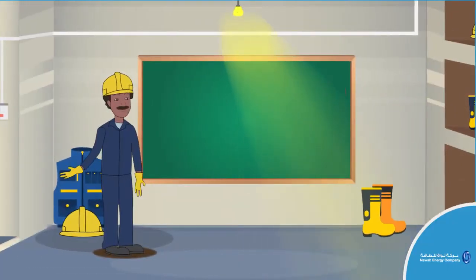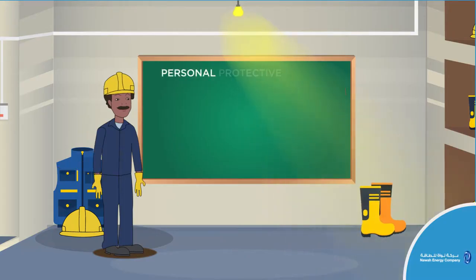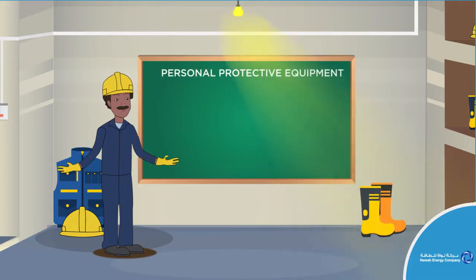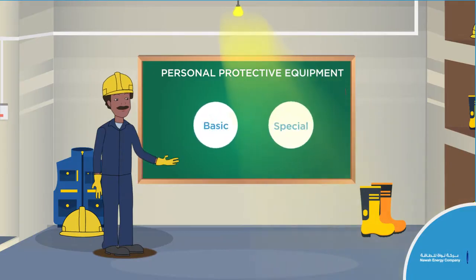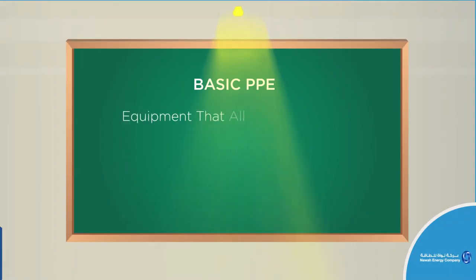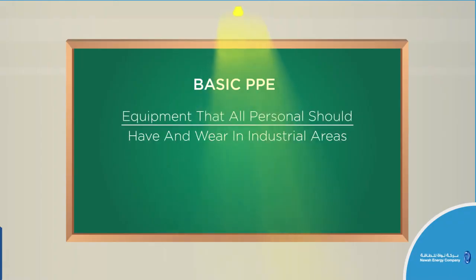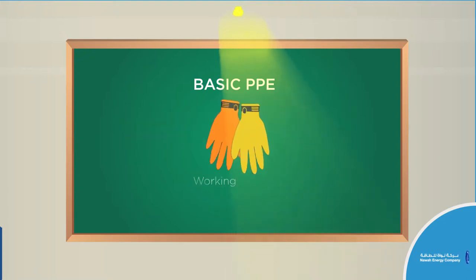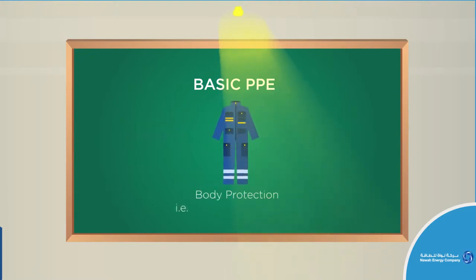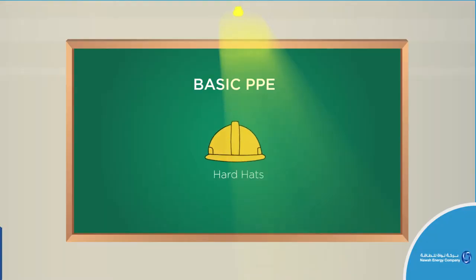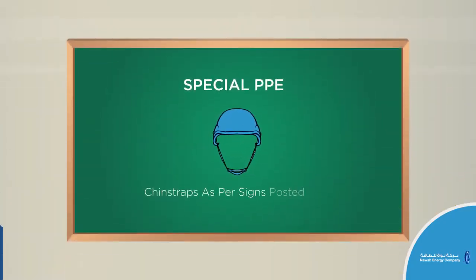Types of PPE. There are several different types of PPE that are used at Nawah, and they can be divided into two groups, basic and special. Basic PPE is equipment that all personnel should have and wear in industrial areas, such as safety goggles, working gloves, body protection that is full-legged trousers, hard hats, safety shoes, O2 monitors, chin straps as per signs posted or when JHA requires it.